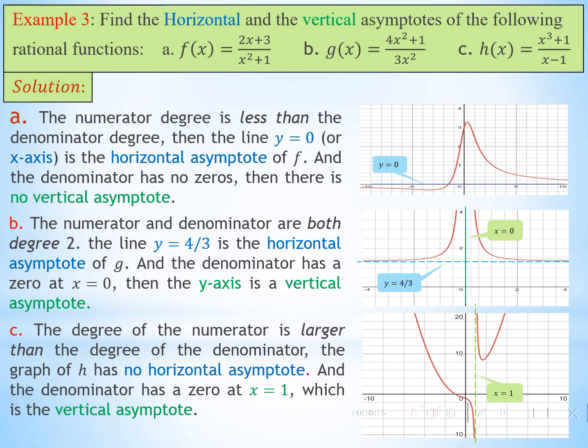Finally, we have defined the rational function as a ratio consisting of a numerator and a denominator. Both are polynomials. The domain of the rational function is all real numbers except the zeros of the denominator. And by determining the vertical and the horizontal asymptotes, we can set the guides for the graph of the function.